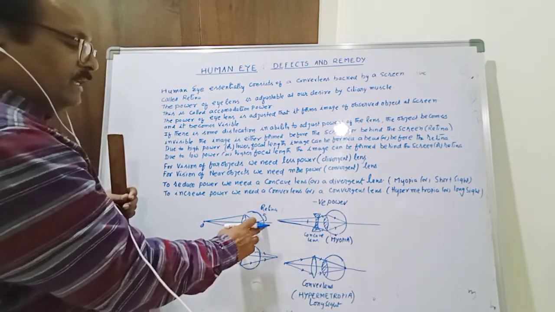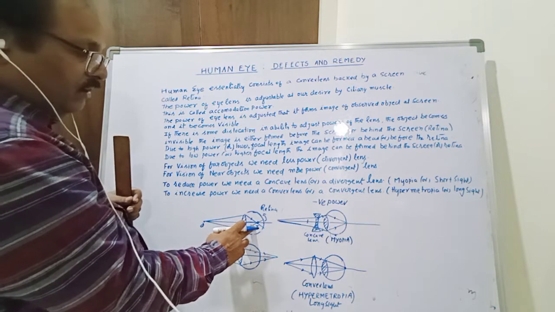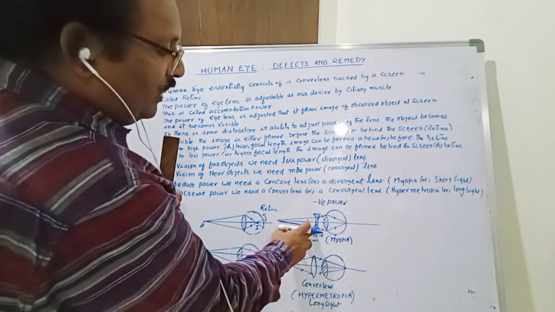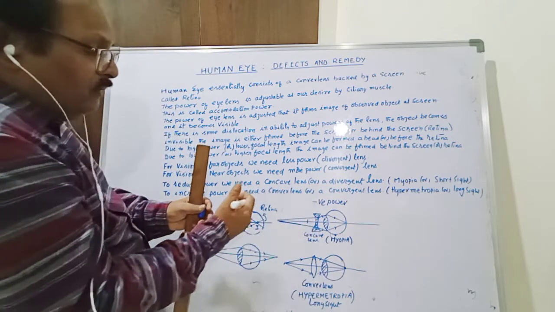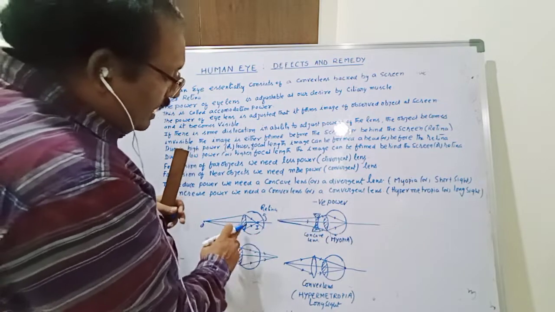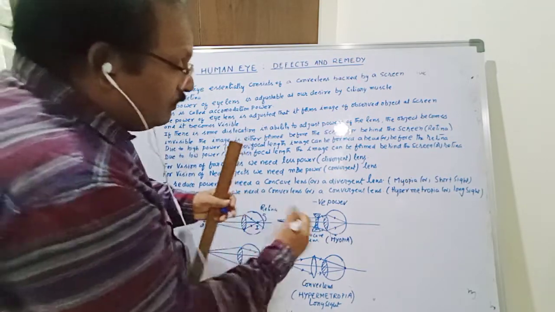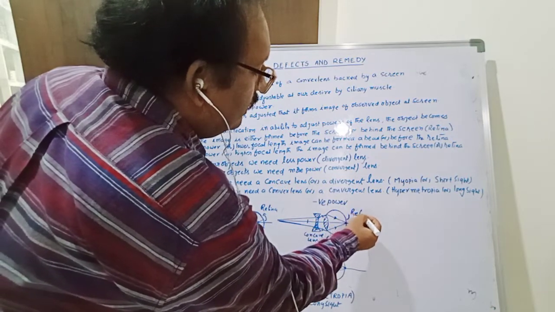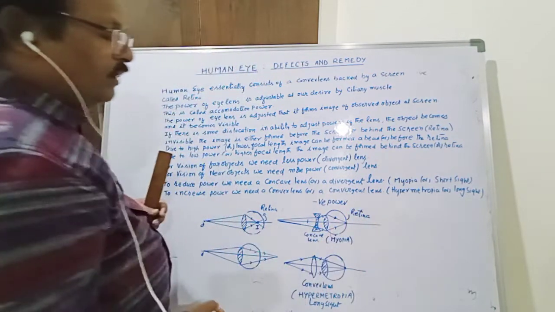So if the image is formed before the retina, we must go for a concave lens. When we go for a concave lens, the power will be reduced, so the focal length will be increased. As focal length is increased in such a way that again the image is going to be formed on what? The retina. Again the image is going to be formed on the retina.